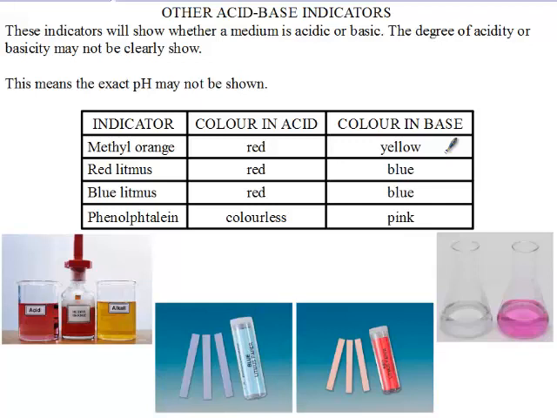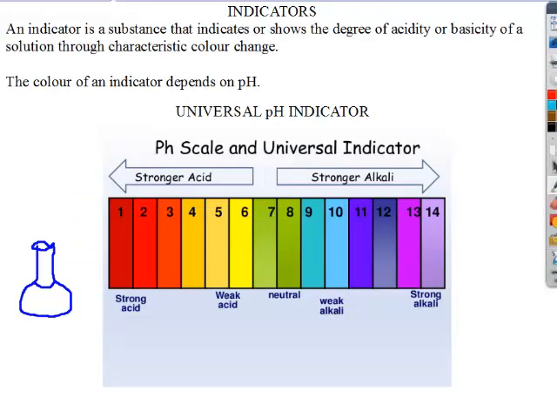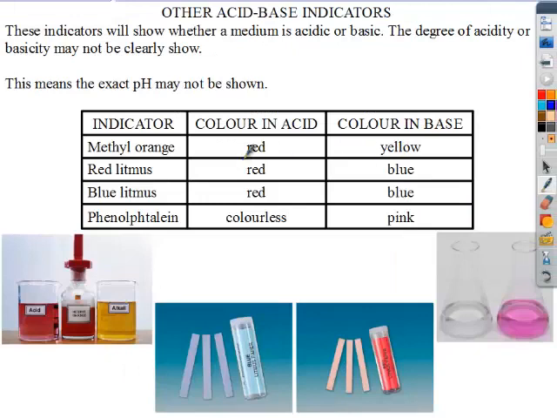Now let's see examples of these indicators. The first one is methyl orange. When you add drops of methyl orange to an acid, the color will change to red. When you add drops of methyl orange to an alkali or a base, the color will change to yellow. So over here, it is not giving us our specific pH. Unlike over here, where the colors are going to tell us the exact pH of the substance.